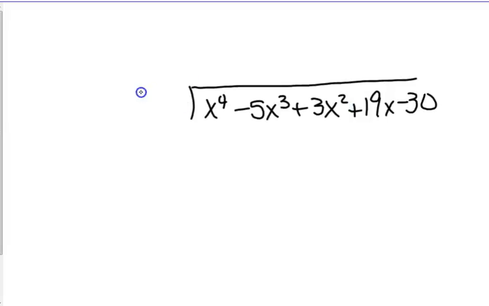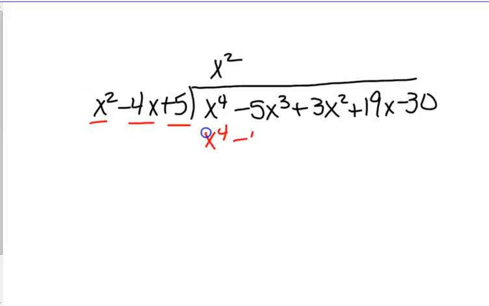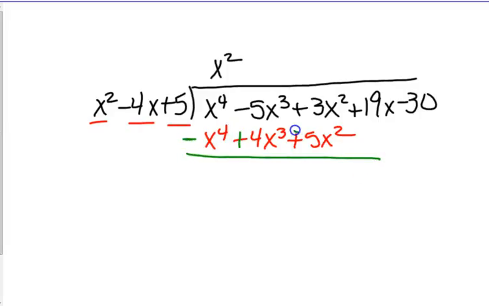And the one we just found, anybody? x squared minus 4x plus 5. Okay. Help me quickly. x squared into x to the fourth. I need a what? Then I distribute that to all three of these terms, so I get an x to the fourth minus 4x cubed plus 5x squared. Then remember you do what? Subtract, or change all these signs and add. So I get negative 1x cubed minus 2x squared if I bring down the 19x.